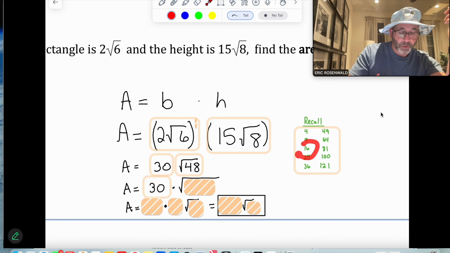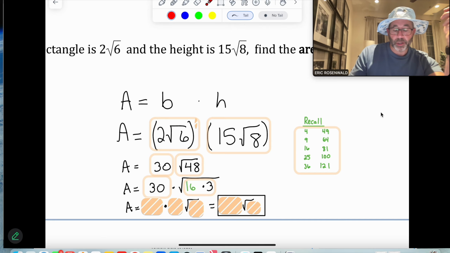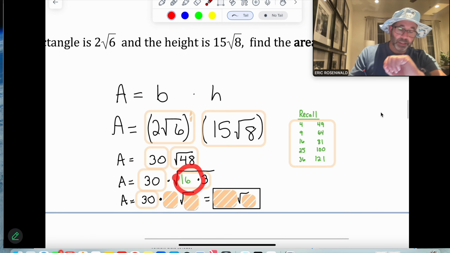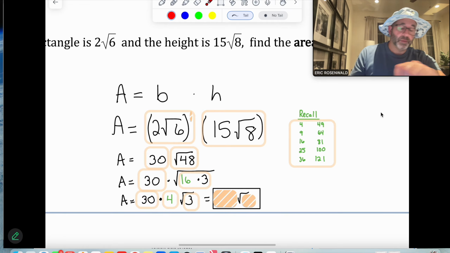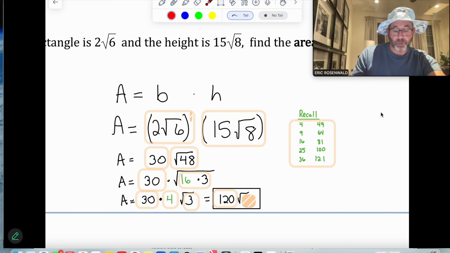Because 48 divided by 16 is 3. 30 stays as it is. Square root of 16 is 4. Square root of 3 stays root 3. Outsides get multiplied together: 30 times 4 is 120. And the root 3 stays as it is.